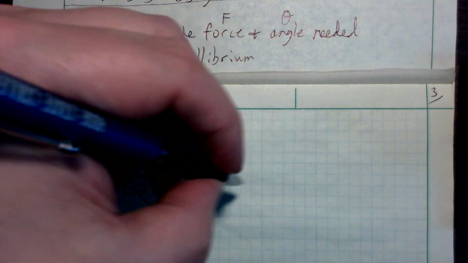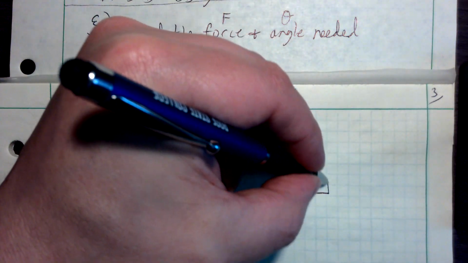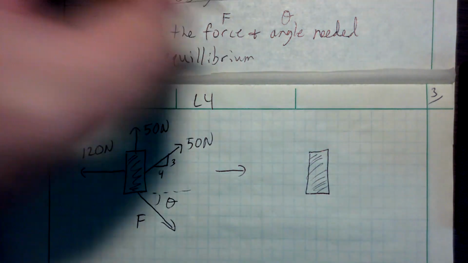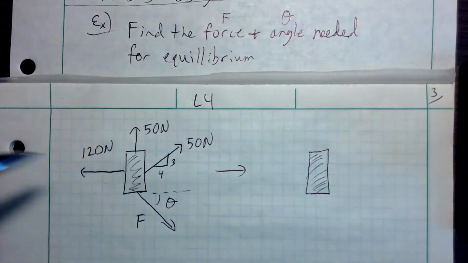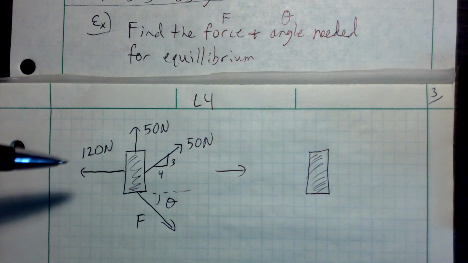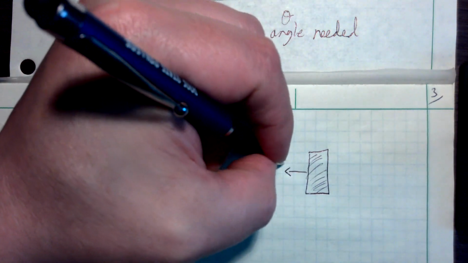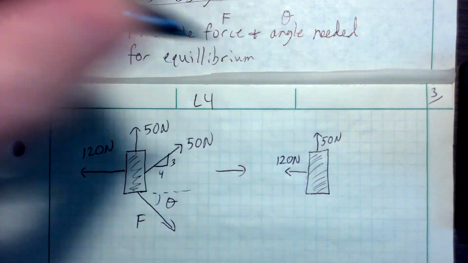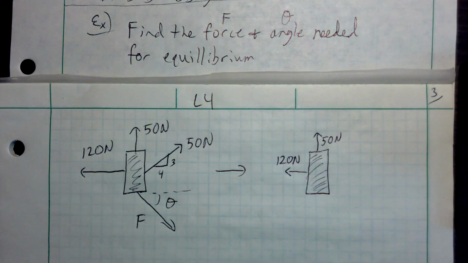There would be nothing wrong with this. My preference for a free body diagram, if I can, is to go ahead and resolve all the forces into their x and y components. So both the 120 and the 50 are already in their x, y components, so I'm going to draw those as is. I've got 120 newtons going to the left, that's the negative x direction, and 50 newtons going up in the positive y direction.